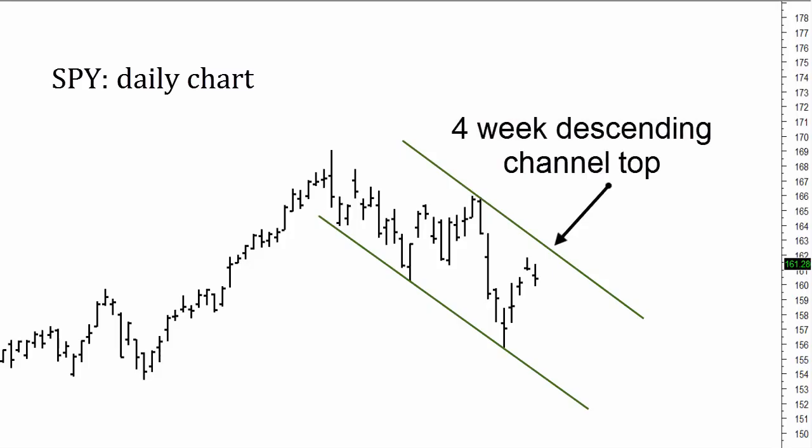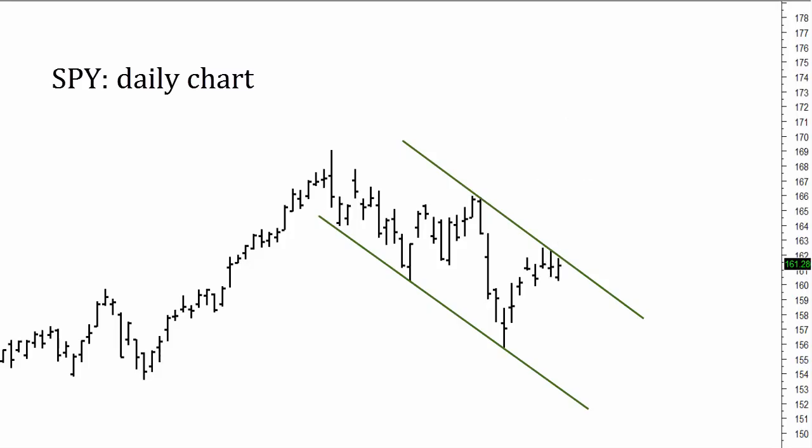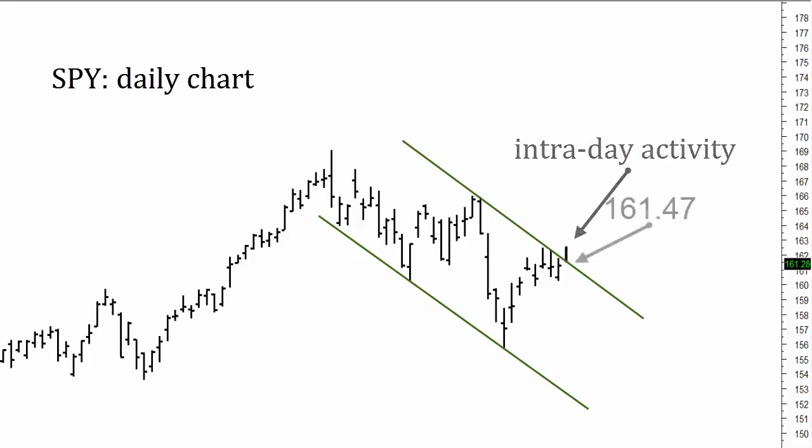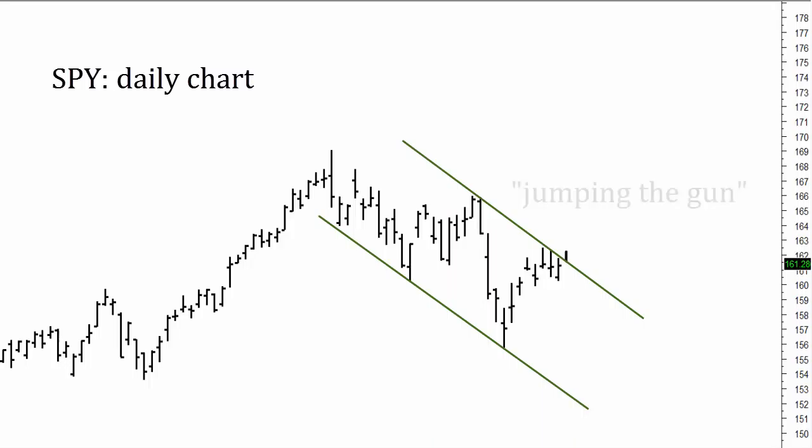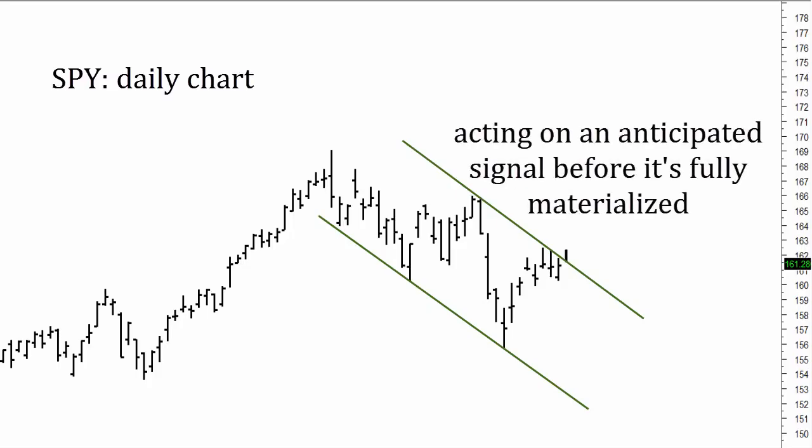It held nicely on the first couple attempts, yet on the third day you can see the market penetrates the channel top on an intraday basis. Mind you, this is intraday activity, and the market has yet to close the day above the 161.47 channel top. During these moments, there's a heightened possibility for what I term jumping the gun, the common knee-jerk response to anticipating a certain buy or sell signal and then acting on that anticipated signal before it's fully materialized.